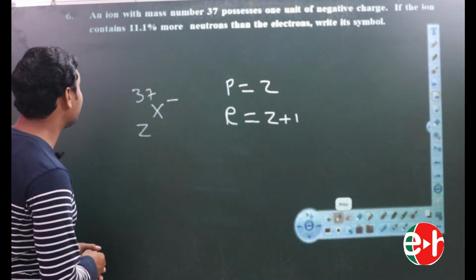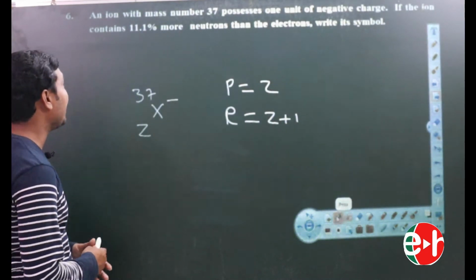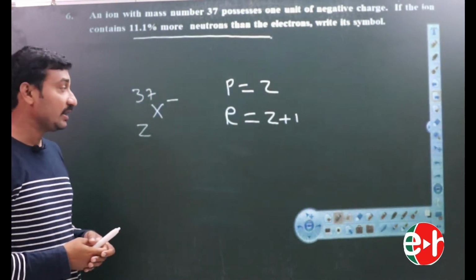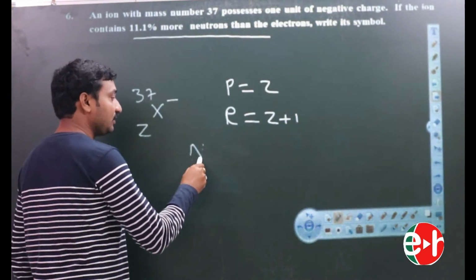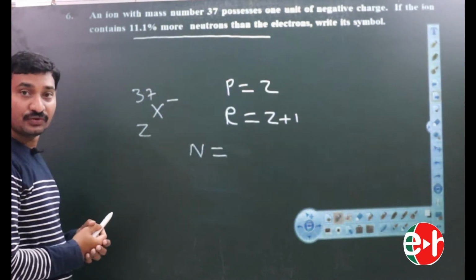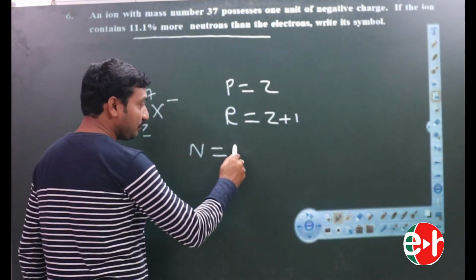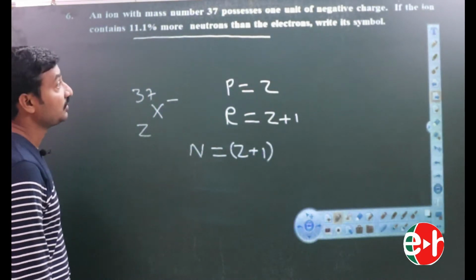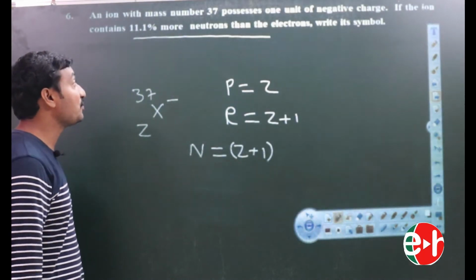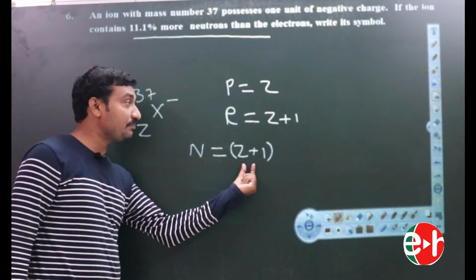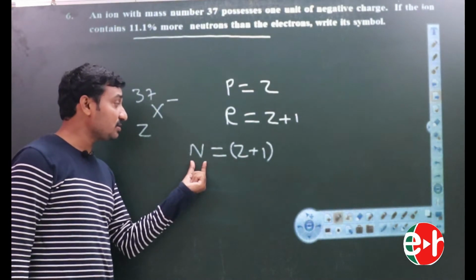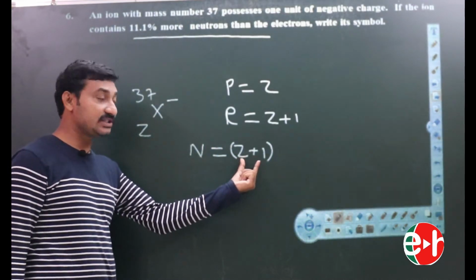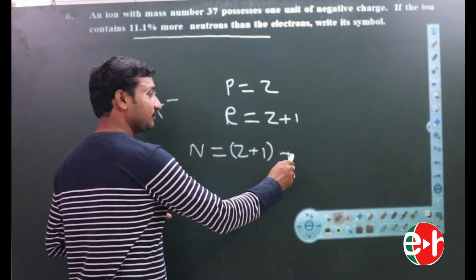Okay, and also given information, if the ion contains 11.1% more neutrons than electrons, now number of neutrons is equal to, see, Z plus 1 electrons. Given information: the ion contains 11.1% more neutrons than electrons. Number of neutrons is 11.1% more than the electrons, actual electrons Z plus 1 plus 11.1%.